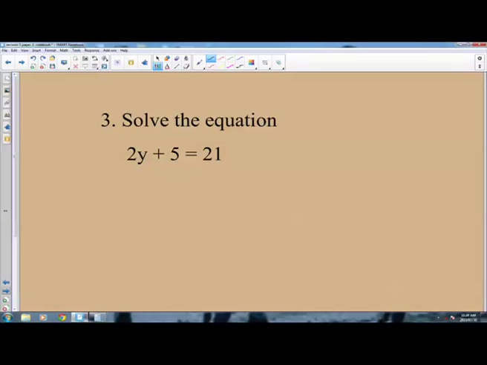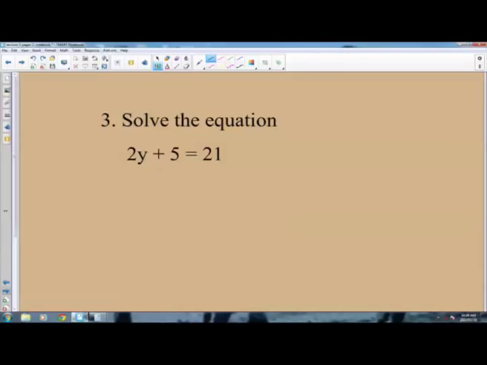When you're solving, this simply means you are to find the value of the variable. The variable in this case is y. Now, you are expected to find what y is. 2y plus 5 equals 21. How do we solve this? We'll have to collect the like terms. All the terms which contain the variable y should be on one side of the equal sign, and the other terms should be on the other side. So here, we'll take 5 this side. And remember, when 5 goes this side, it becomes minus 5.